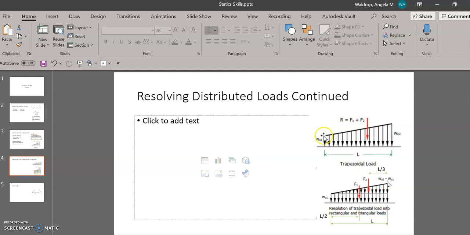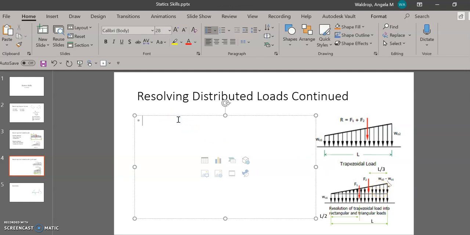So if you can imagine drawing a line across here, you'll see that this is basically going to be divided into a rectangular load and also into a triangular load that's on top of one another. So for the trapezoidal load, we have 2 that we are going to simplify.